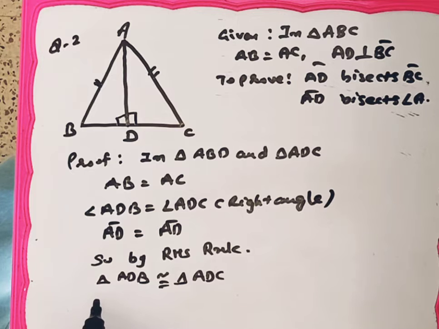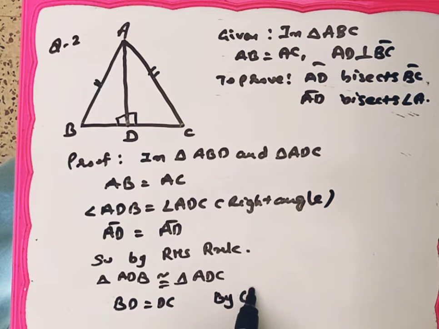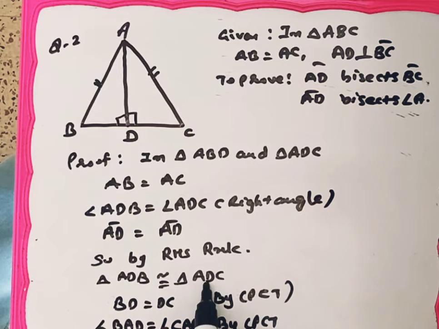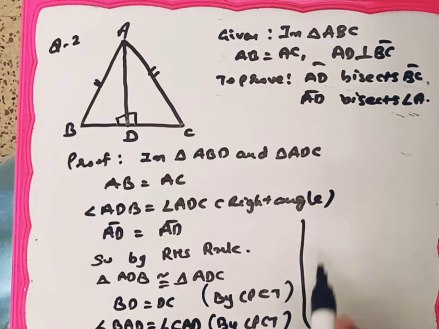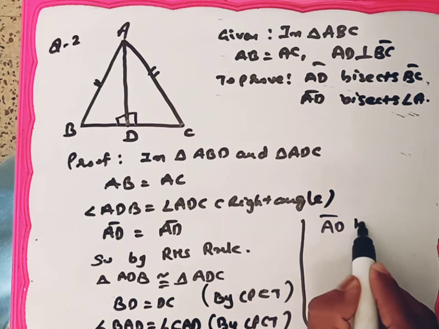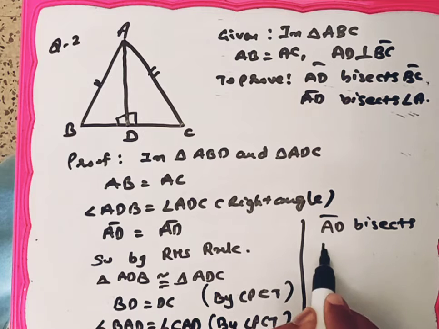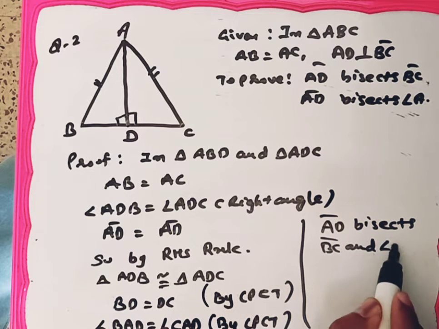and so we can write BD equals DC by CPCT, and also angle BAD equals angle CAD, that is also by CPCT. And so here BD equals DC, so we can write AD bisects BC and angle A.